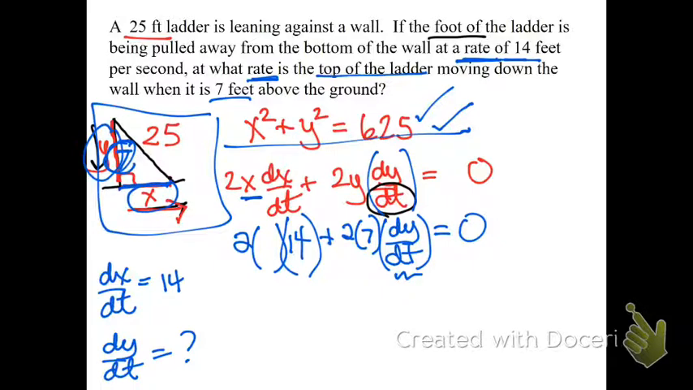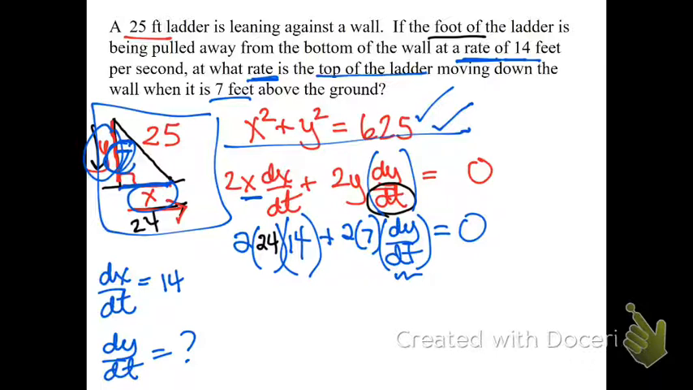So 7 squared plus x squared equals 25 squared. So 625 minus 49, square root it. Maybe you remember that's a Pythagorean triple. So after you do the Pythagorean theorem, you'll get that right now x is 24.